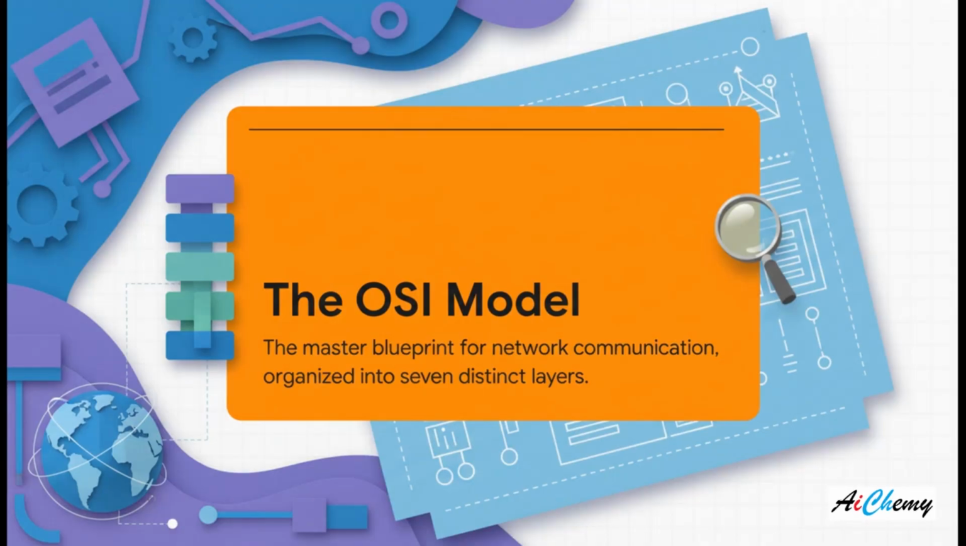So, to keep all these rules from becoming a jumbled mess, engineers came up with a universal framework. It's called the OSI model. You can think of it as the master blueprint for all network communication, and it breaks the whole complicated process down into 7 distinct, much more manageable layers. Let's start at the top and see how it works.